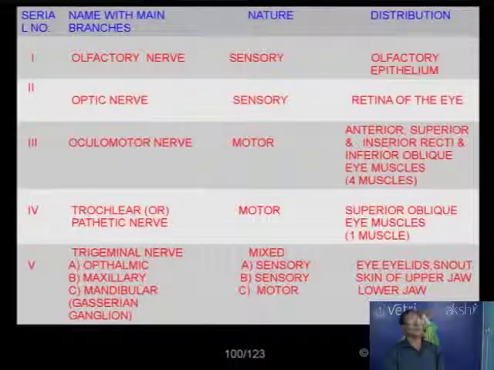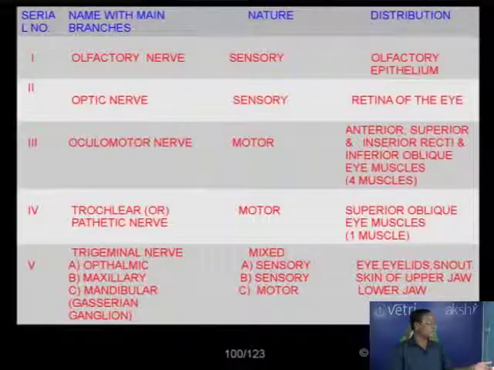So these 3 are motor, along with the 11th cranial nerve, what is called the spinal accessory, and also the 12th one, the hypoglossal. So the spinal accessory and hypoglossal are also considered motor nerves. So 3 sensory nerves, number 1, number 2, number 8, and 5 motor nerves, number 3, number 4, number 6, number 11, and number 12. The remaining nerves are mixed nerves. For example, 5, 7, 9 and 10. These are all the mixed nerves because they are both sensory and motor.